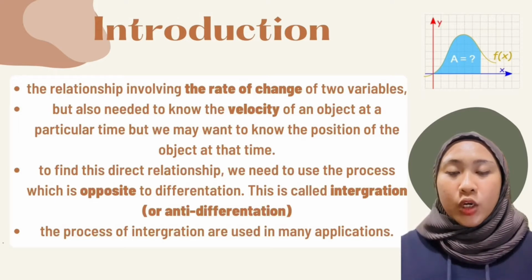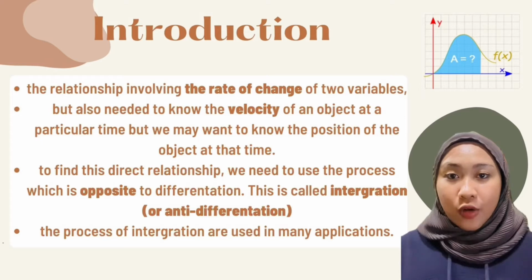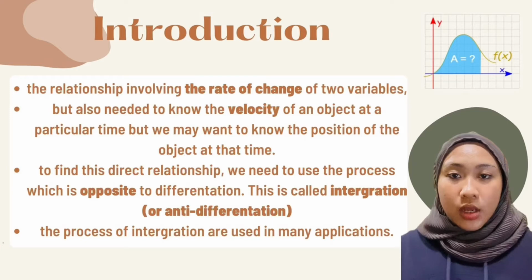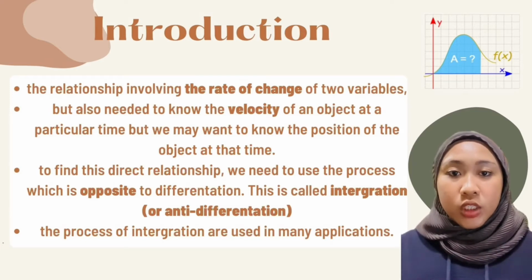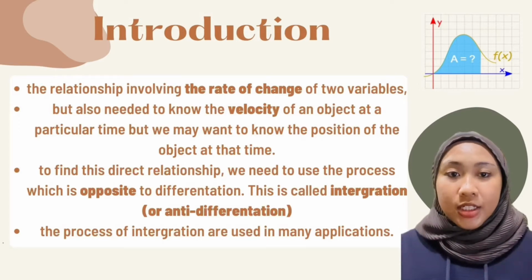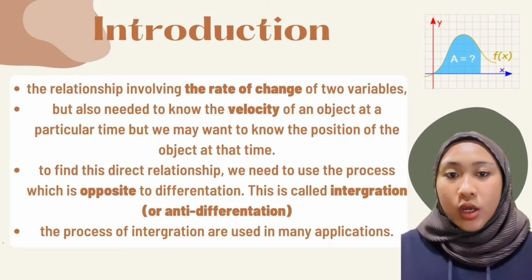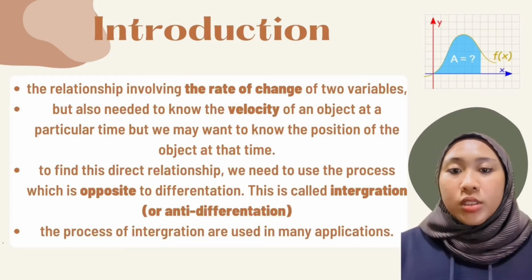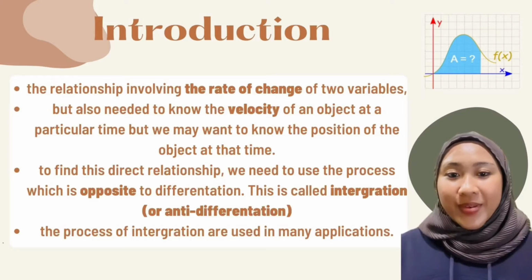Introduction of integration. The integral is calculated to find the function which will describe the area, displacement, and volume that occurred due to a collection of small data which cannot be measured singularly. 1. The relationship involving the rate of change of two variables. 2. We also need to know the velocity of an object at a particular time, but we may want to know the position of the object at that time. 3. To find the direct relationship, we need to use the process which is opposite to differentiation. This is called integration or anti-differentiation. The process of integration is used in many applications.